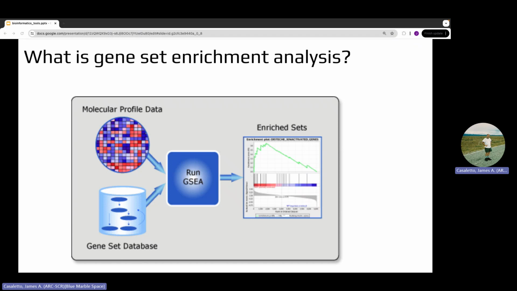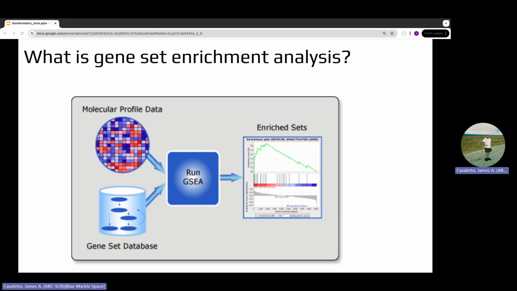Gene set enrichment analysis is a computational method used to determine whether a predefined set of genes shows statistically significant concordant differences between 2 biological states, i.e. phenotypes or conditions. It was originally developed at the Broad Institute. And gene set enrichment analysis is particularly useful for interpreting genome-wide expression data like that from an RNA-seq experiment.